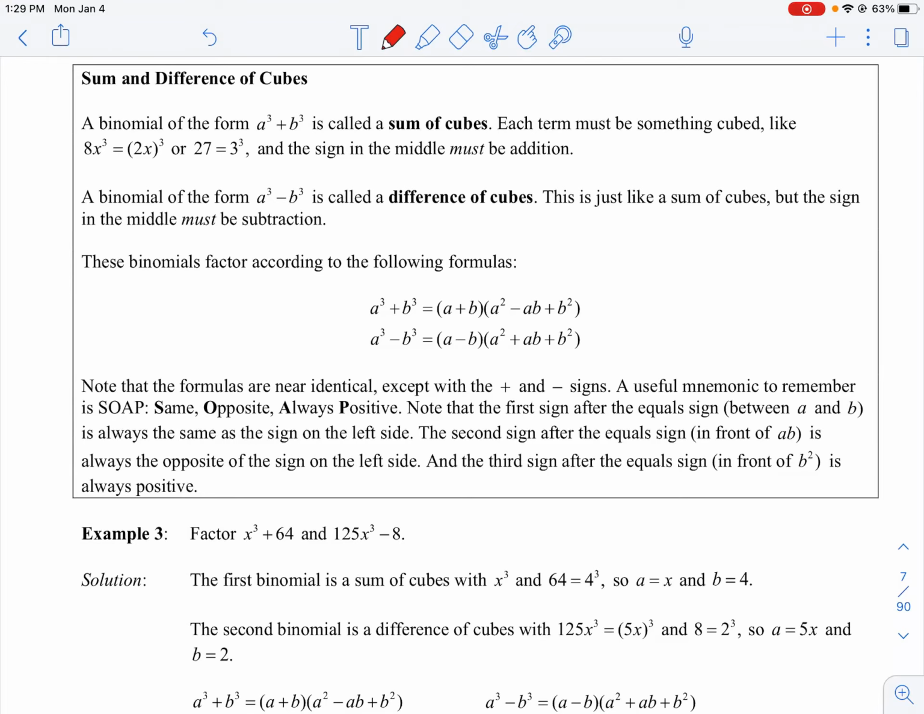Welcome to another lesson of Algebra 2. Today we are going to be learning the sum and difference of cubes.